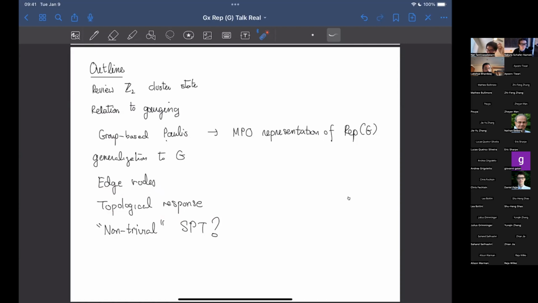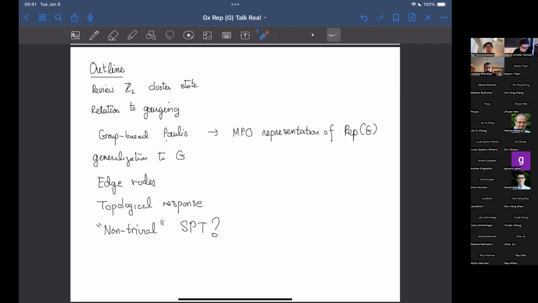For example, edge modes: we generally describe projective representations for group-based SPTs. What does that mean for non-invertible symmetry in this example? And also topological response in this case. If you thread a flux, usually you get some charge. How does that work in this example?